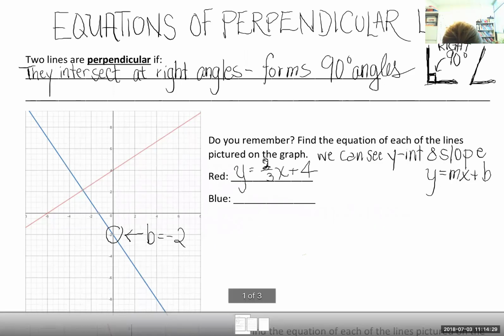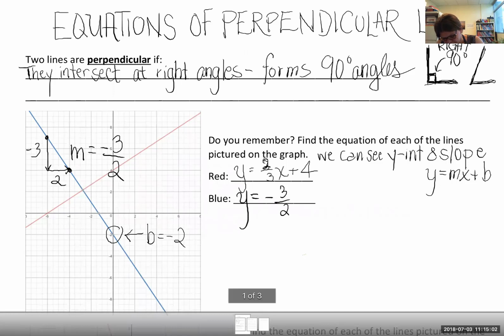So I'm going to make sure that I go from a beautiful corner to a beautiful corner. Okay, so now let's go down 1, 2, 3, down 3, and over 1, 2, over 2. So I can see that this time I have a rise of not +3, but -3, because my line's actually going down, and a run of 2, because I went 2 to the right. So that's -3 over 2 slope. So the equation of the blue line is y equals -3/2 x minus 2.